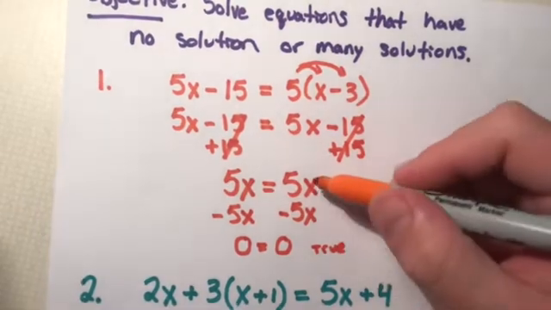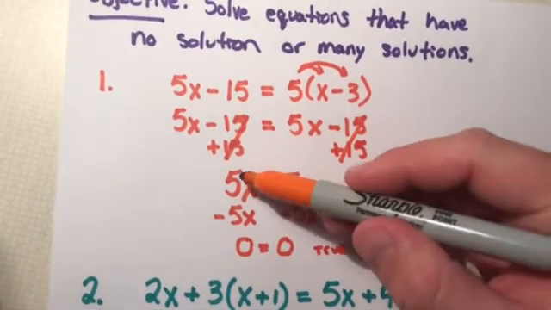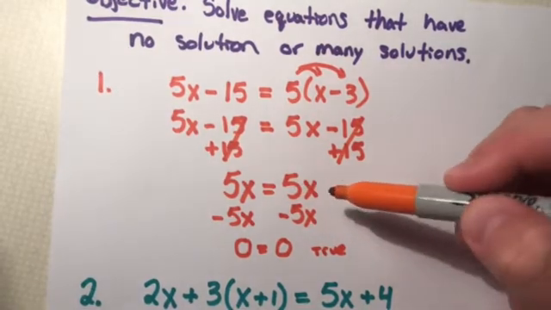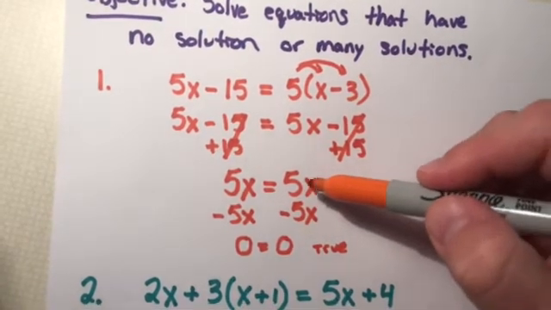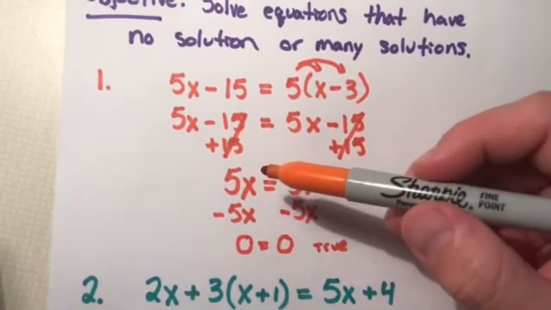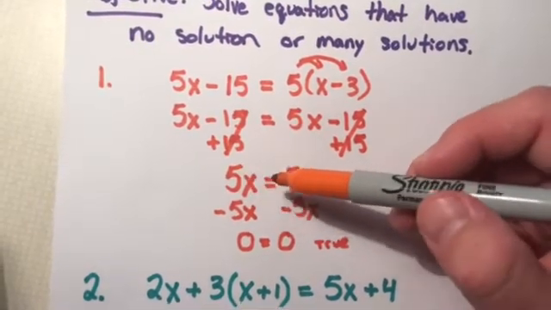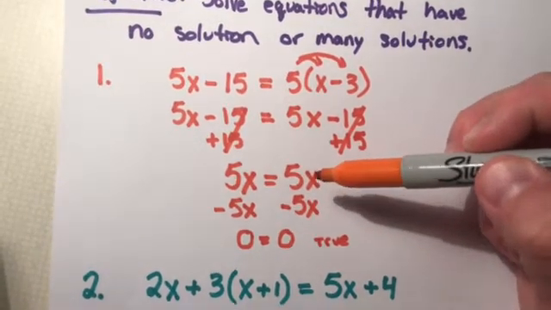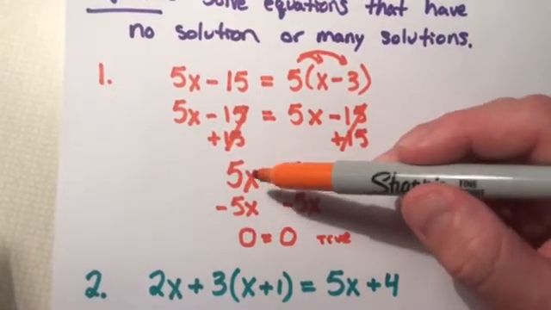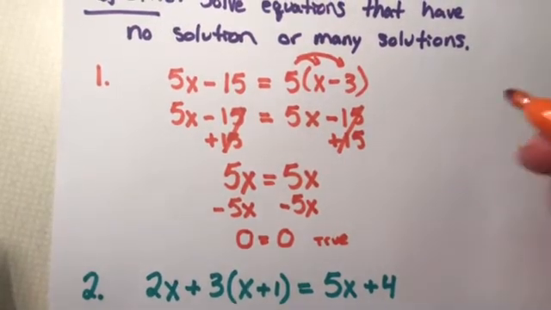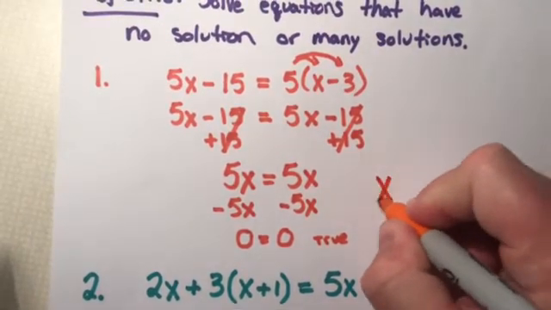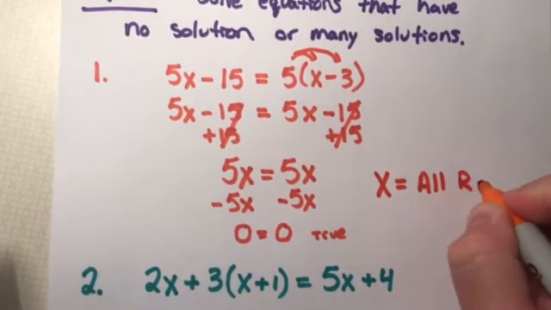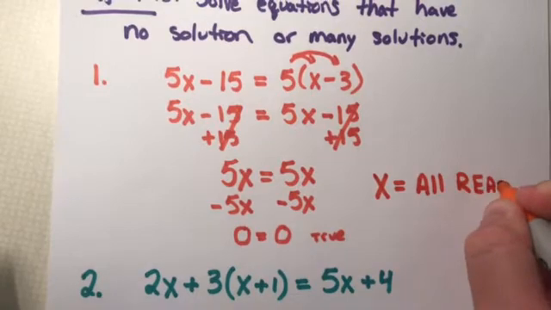But I might go back up here and realize that 5 times a number, if that's equal to 5 times that same number, this is always going to be true. In other words, I could substitute a 1 in for x and get something like 5 times 1 is equal to 5 times 1, or maybe 5 times 2 is equal to 5 times 2, or 5 times 100 billion is equal to 5 times 100 billion. So essentially, x could be any real number.